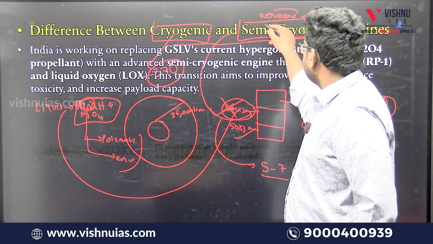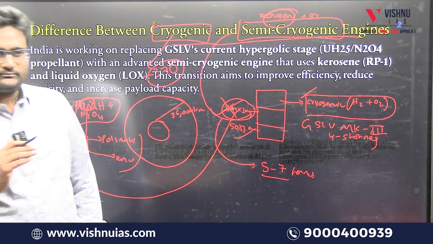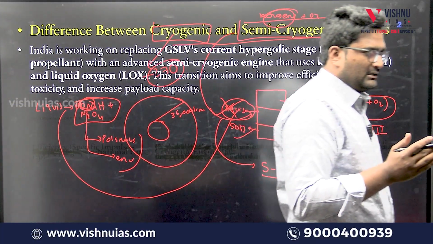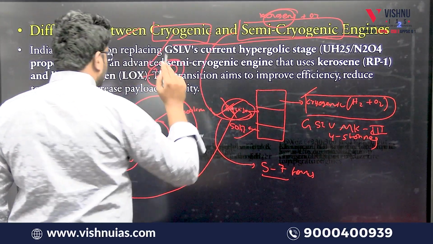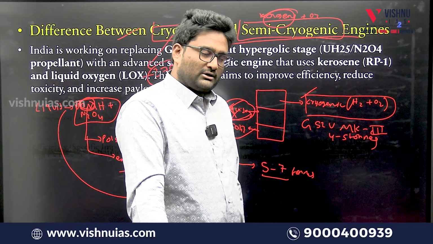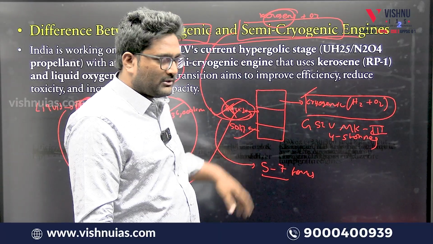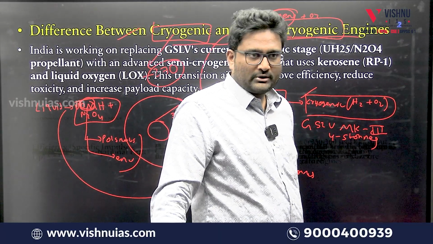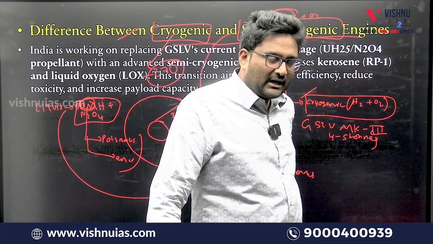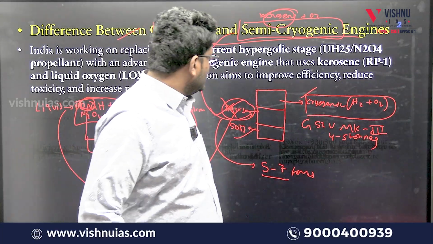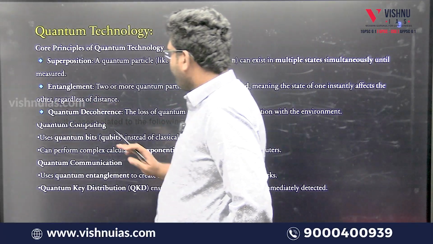But coming to this kerosene, it can be stored at room temperature. That is one more advantage with semi-cryogenic over cryogenic. So this is one thing that can be expected, the difference between cryogenic and semi-cryogenic. See, cryogenic is only more powerful than semi-cryogenic. But we are not replacing cryogenic here, we are replacing the liquid propulsion issues, liquid fuel. It will improve the thrust, and also the power of the GSLV. So this is one of the very important topics that need to be studied for these prelims.